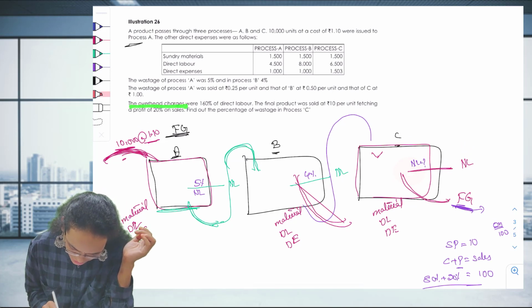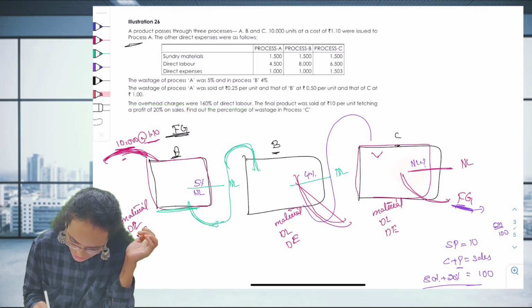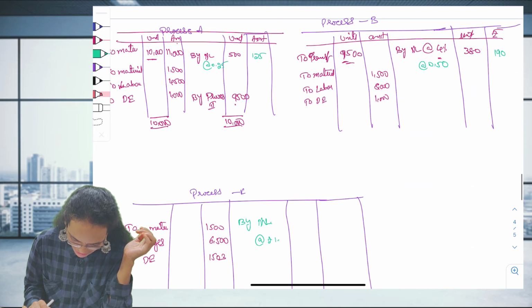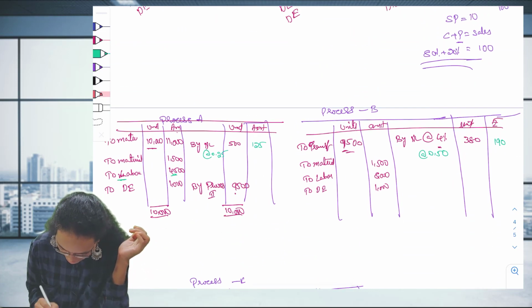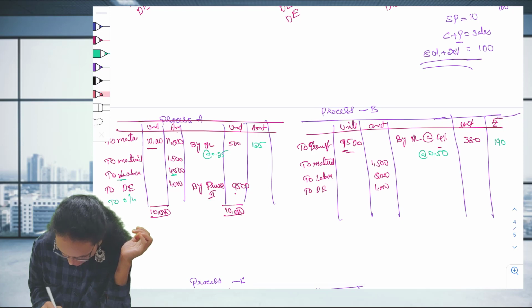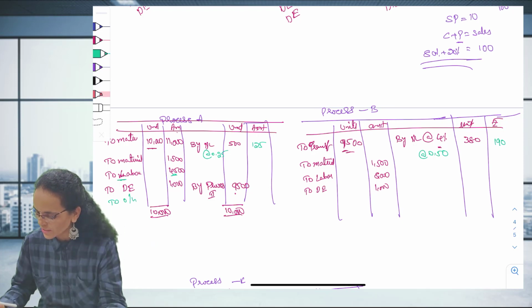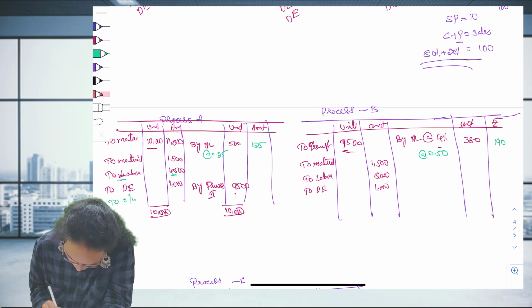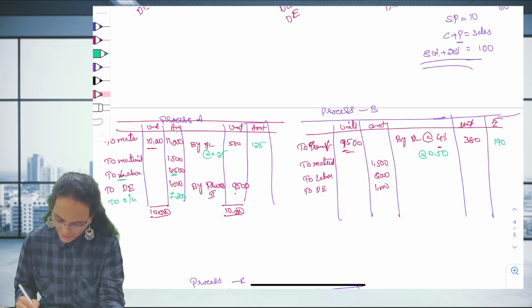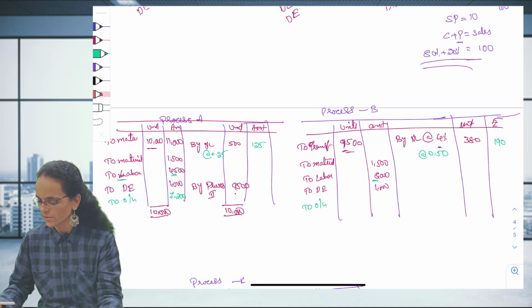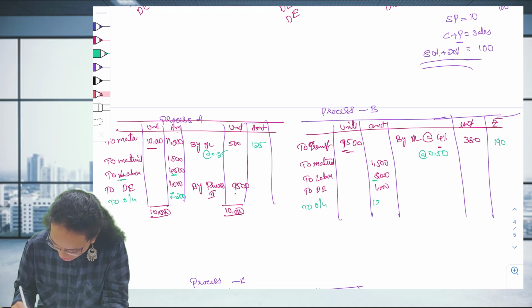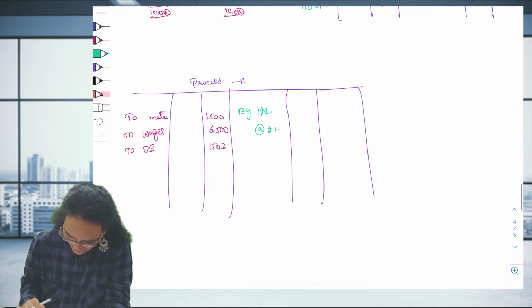The overhead charges are 160% of the direct labor. Direct labor cost is how much? The direct labor cost into 160% is the overhead. 450 into 160%, that is 720. 7,200. Here also overhead expenses, direct labor into 160%, that is 1280.